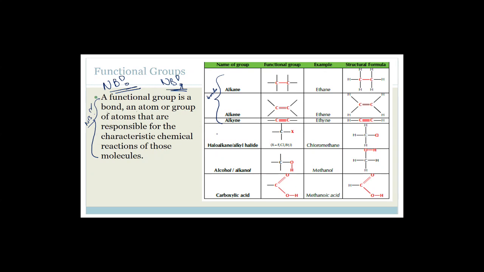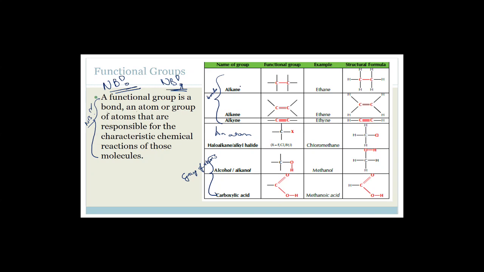Haloalkanes, their functional group is going to be an atom. And your alcohols and carboxylic acids are going to be groups of atoms. Yes, I know that if you've learned organic chemistry, there are still aldehydes and ketones and esters. I wasn't trying to summarize every single functional group on this page. I just wanted you to get a feel for the fact that there are three different types of functional groups. They can either be bonds, or a single atom, or groups of atoms.